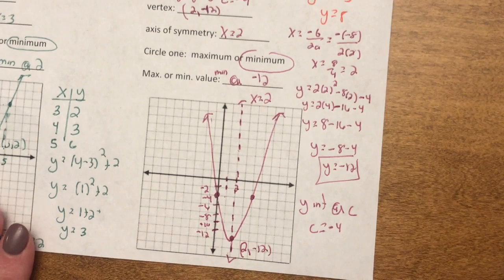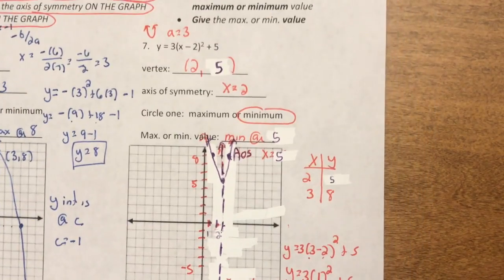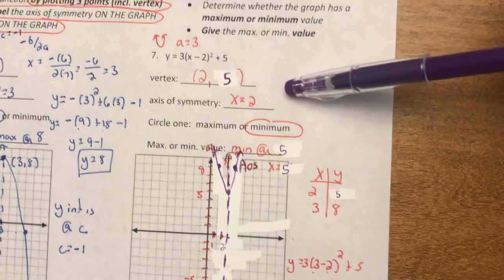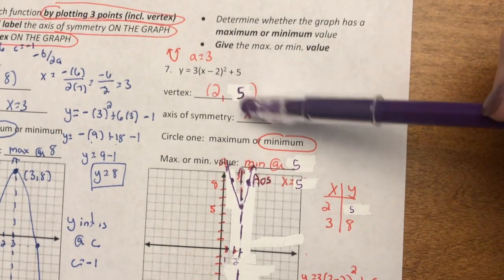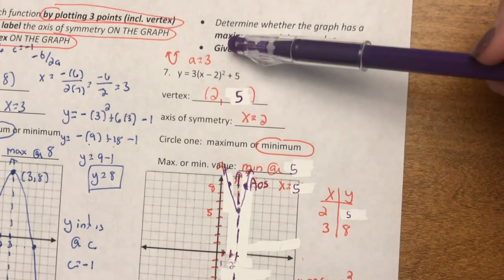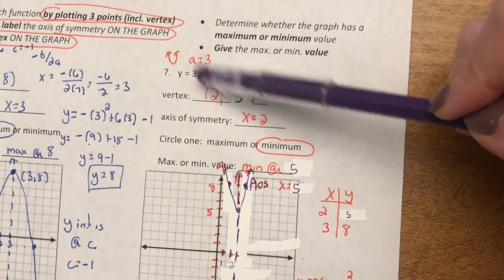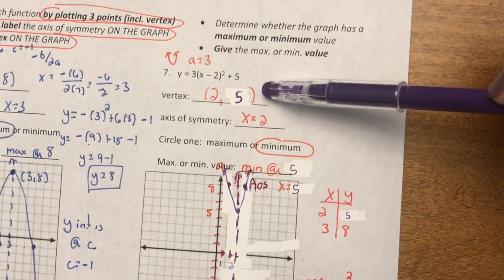Okay, so let's take a look at the last 2 questions. For question number 7, it is in vertex form. When it's in vertex form, it's very easy to find the vertex: 2 and 5. The axis of symmetry is at 2. Because my A value is positive, it's going to open up, so it has a minimum, and the minimum will be at 5.